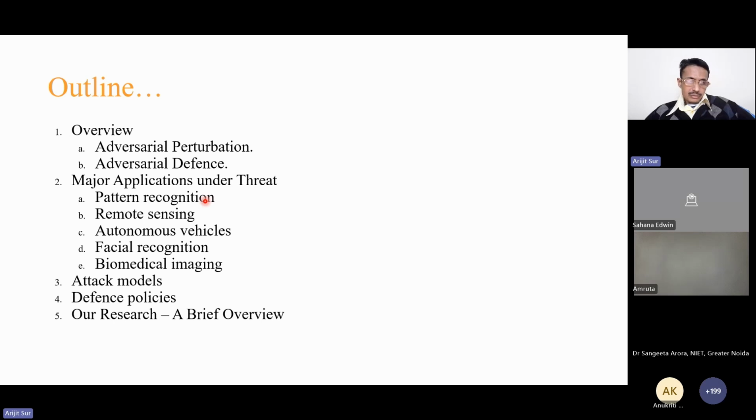Then we try to understand the basic idea of the attack models and the defense policies to prevent and countermeasure against these attack models, and a very brief overview of our research at Multimedia Lab in IIT Guwahati.